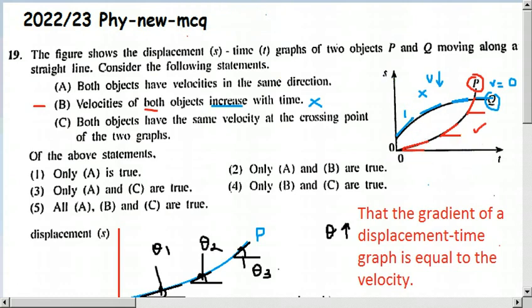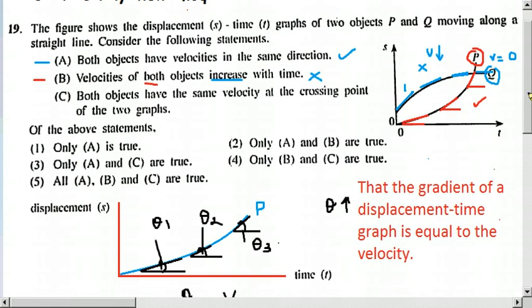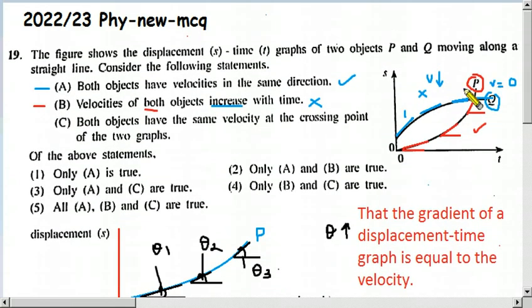Therefore both the graphs have positive velocities, not negative velocities. That means not opposite, they are moving in the same direction. So let us discuss this one. Therefore both objects have velocities in the same direction. That is correct, because both the graphs have their tangents at all the points tilted or leaning to the right side. So therefore velocity is positive in sign.